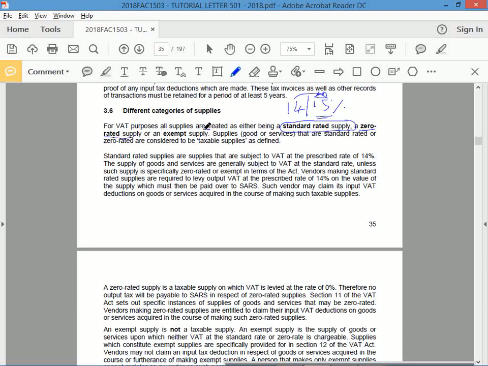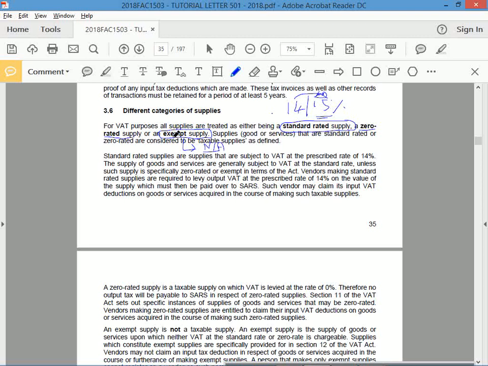Right, then the last grouping is the exempt supply. The exempt supply is the easiest because VAT is NA, not applicable. There's no input, there's no output, you can't claim anything. You don't pay anything. You don't even have to worry about it. Exempt means it's not part of this legislation. It's not part of the rules. They don't need to follow it.